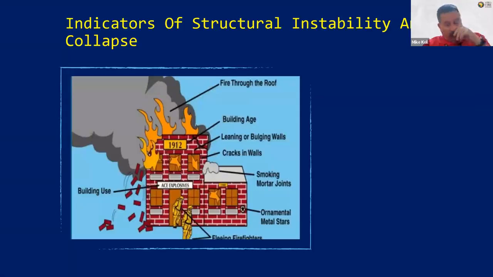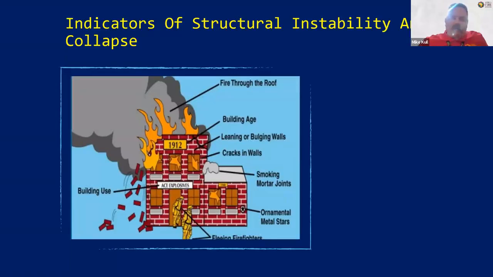Indicators of structural instability as we're continuing our scene size up, our continuous scene size up, not only after we started but as we're working on the fire. Great little illustration that shows you some indicators of that. Bricks and blocks falling off the building, cracks in walls, bulging walls. Maybe there's a sign on the building that shows when the building was built, giving you an indicator that it's a pretty old building, so what the age is.